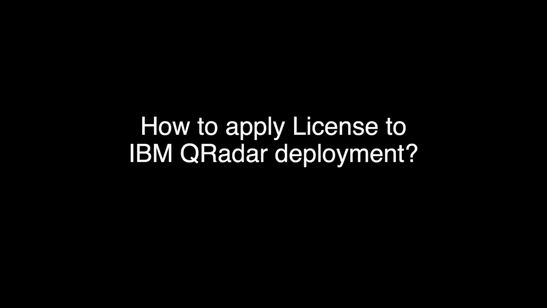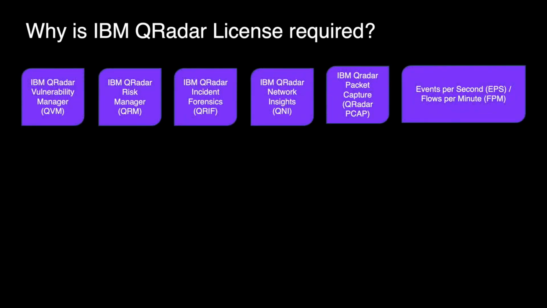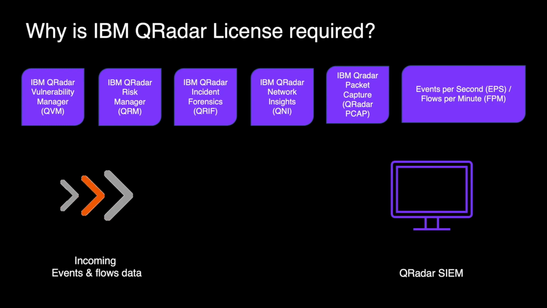In this video, we are going to talk about how to apply a license to an IBM QRadar deployment. Let's understand why an IBM QRadar license is required. An IBM QRadar license key allows you to use specific IBM QRadar capabilities like QRadar Vulnerability Manager, QRadar Risk Manager, QRadar Incident Forensics, QRadar Network Insights, QRadar Packet Capture, etc. It also defines the event and flow rates your deployment is entitled to. You can add a license to your deployment to activate these IBM QRadar capabilities and functions.